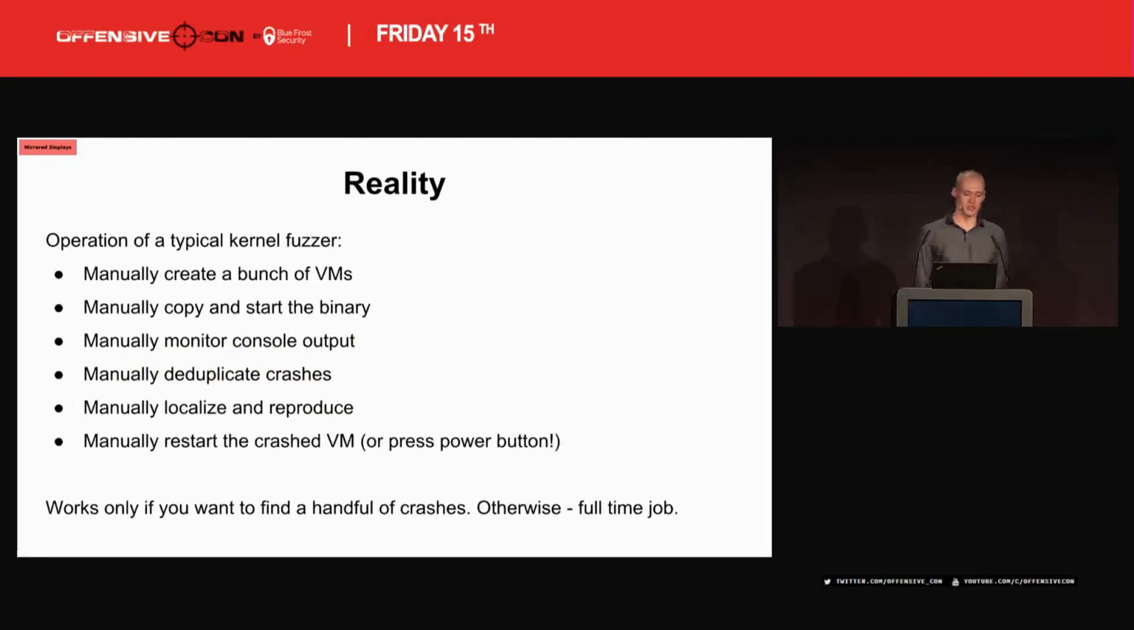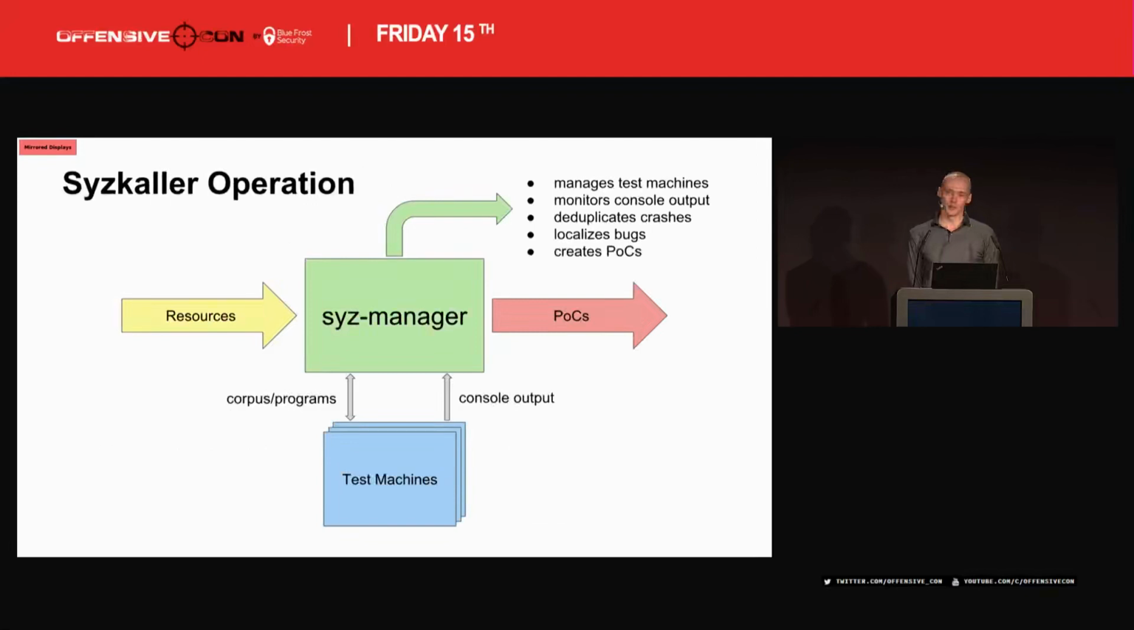You need to launch VMs, you need to copy the fuzzer binary and start it, you need to monitor the console output and actually parse crashes from there. And with Linux, it's extremely difficult. And so there's a bunch of stuff that you need to spend a lot of time on. And this is what we wanted to address when we were building Syzkaller.